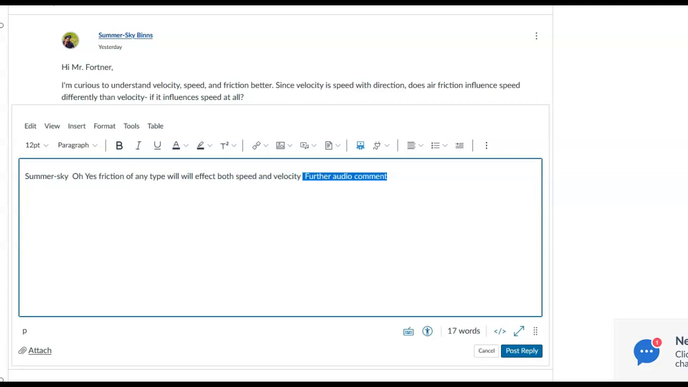Also, in projectile motion, staying in baseball for a minute, that's basically how curveballs work. Curveballs are affected by the spin of the ball and causing drag in a certain direction, which will cause the ball to change direction slightly, and that's when you get a curveball.